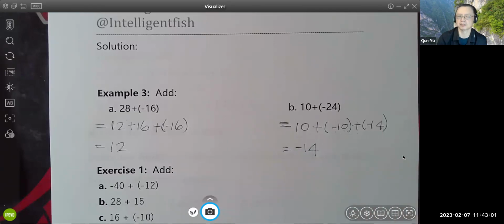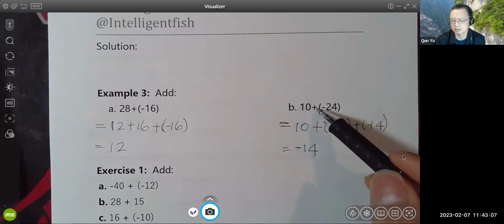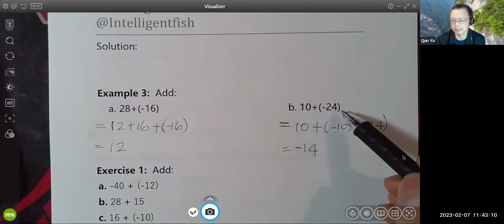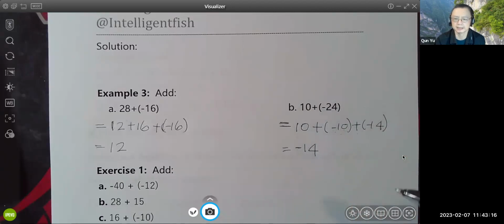Now let's interpret it in terms of money again, just to help understand it. So you have $10, now you get $24 debt. After they cancel out, you still have $14 debt as a net amount, right?